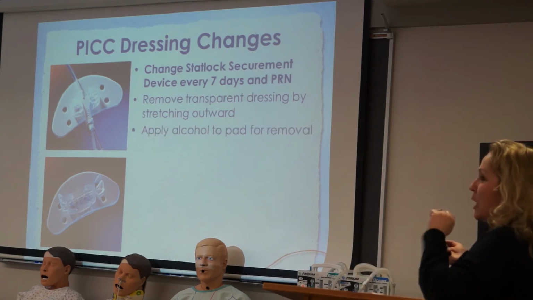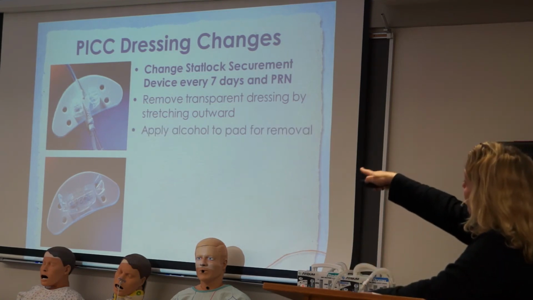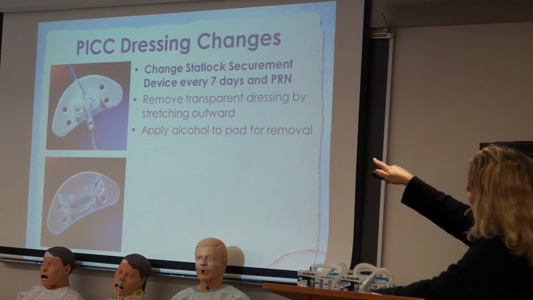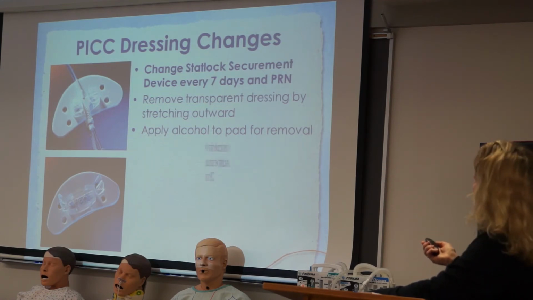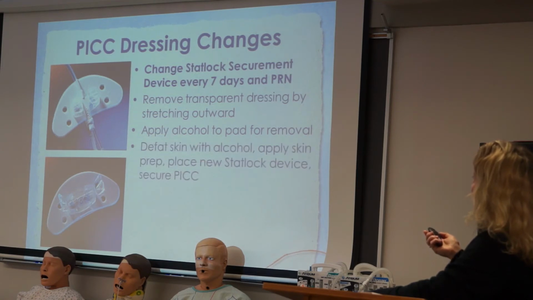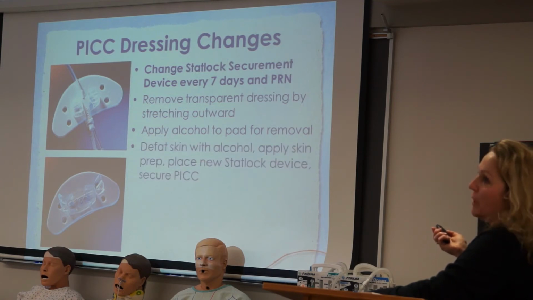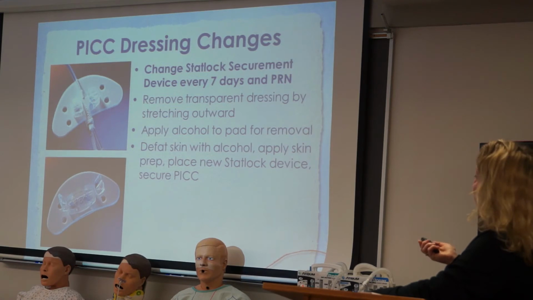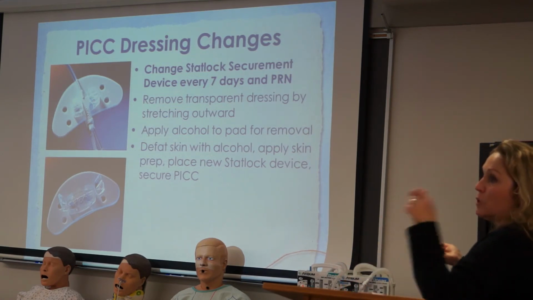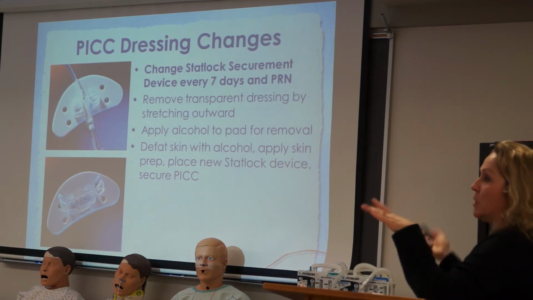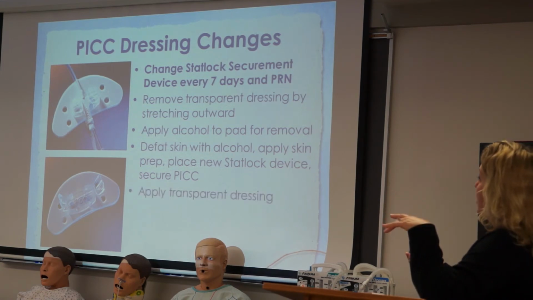Apply alcohol. That kind of helps to remove the pad around the edges here. That white stuff is a little bit like foam adhesive, and that pulls it off a little bit easier when you use alcohol. It also helps to defat the skin so that when you're putting the new dressing on, it sticks a little bit better. Put the new StatLock device on. Put your PICC in it, secure it in, and then you put your transparent dressing on that.